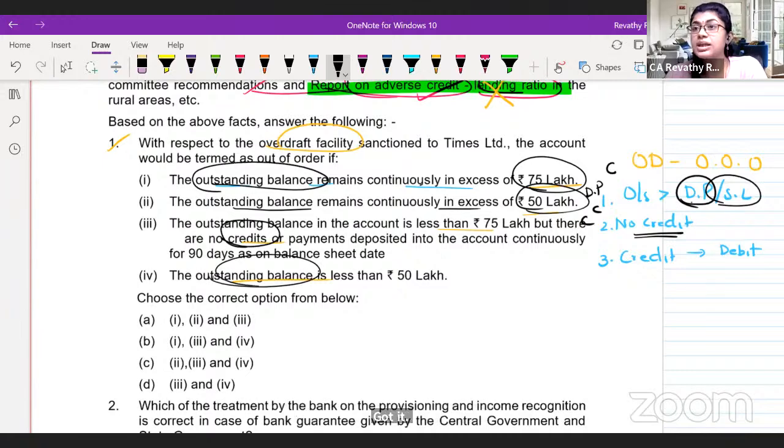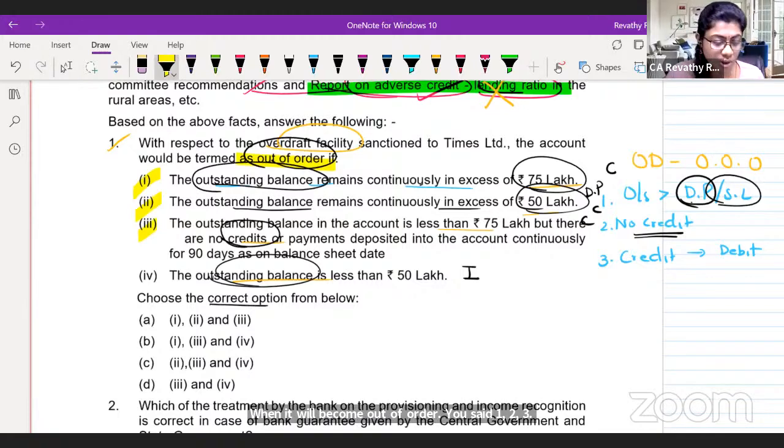Outstanding balance is less than drawing power. That's not correct. If it is less, it's fine. It won't become out of order. See, they have asked you when it will become out of order. If it is less than drawing power, it's fine. So this is incorrect. So the answer would be when it will become out of order. You said 1, 2, 3. So the option, Guruji, which option to lock? Guruji, lock A.